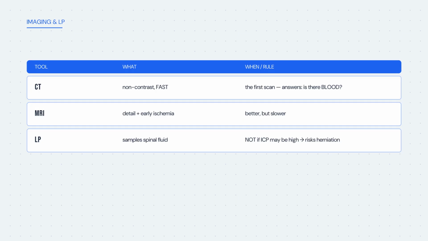2 more tools. A non-contrast CT is the first scan in almost any acute brain event because it is fast, and it answers the one question that changes everything. Is there blood? MRI sees detail and early ischemia better, but it is slower, and a lumbar puncture samples the spinal fluid. But there is a rule you cannot break. If intracranial pressure might be high, you do not do a lumbar puncture, because releasing fluid from below can pull the brain downward and cause herniation.